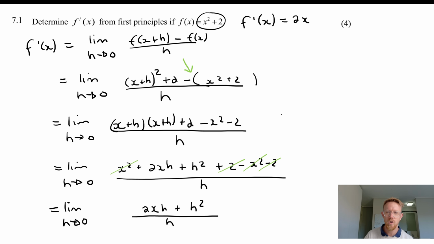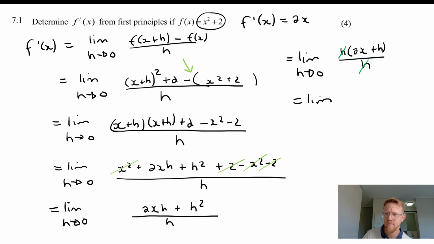Okay, now going into the next step, we can take out a common factor, and that common factor will just be h, and then you'd be left with 2x plus h all over h, and then these would cancel, and so we can say the limit as h goes to 0 of 2x plus h. Now we can finally let the h go to 0.